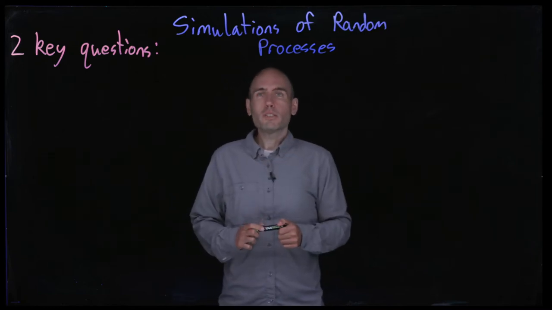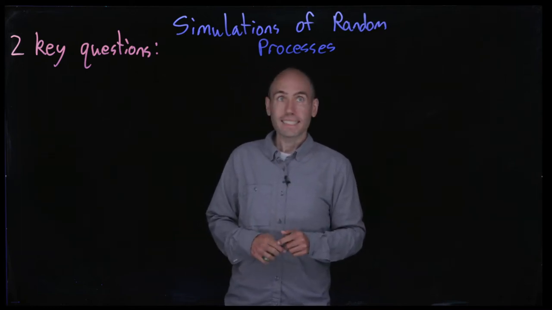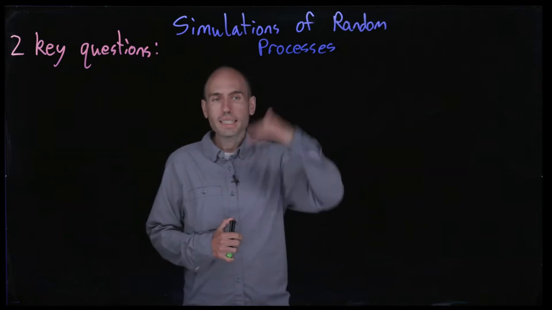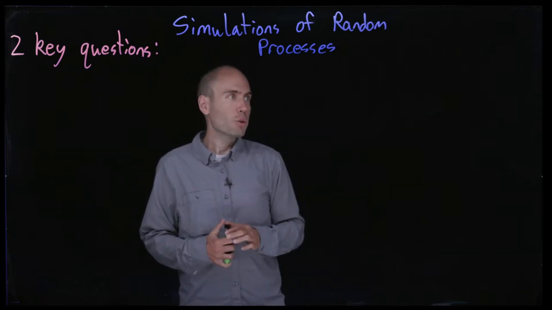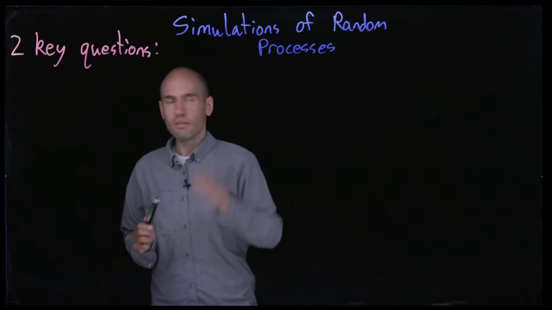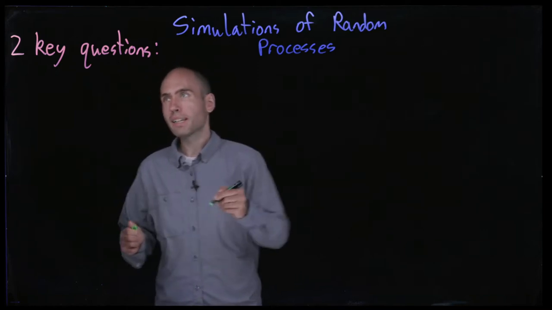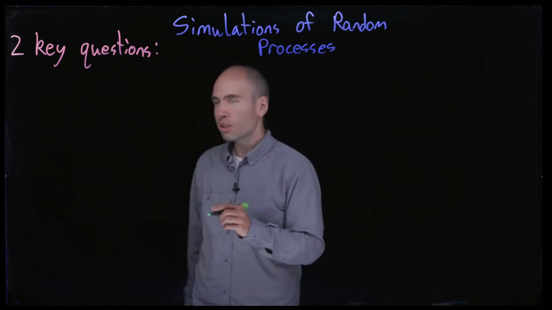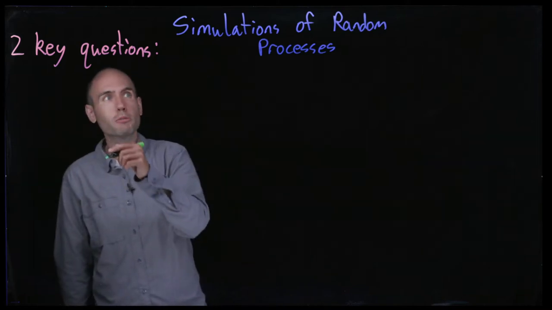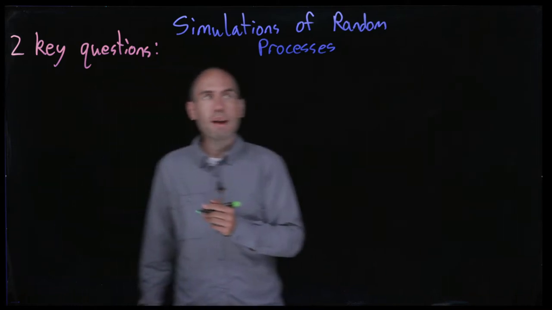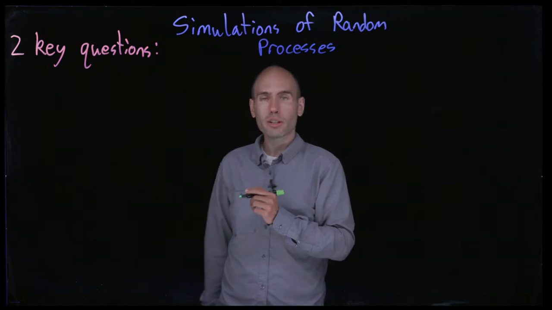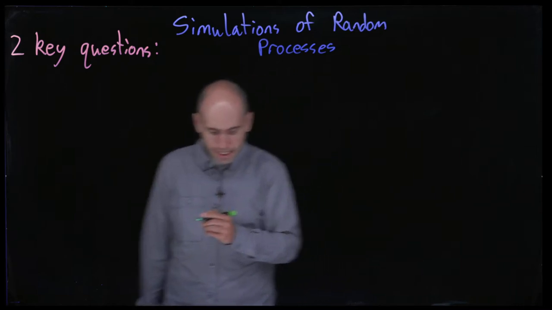So let's talk about simulations of random processes. Using a computer to simulate a random process is one of my favorite applications of for loops, for example, where I can repeat the same process over and over again, or repeat the same experiment over and over again. And in Math 9, there are two key questions we're going to discuss related to random processes.